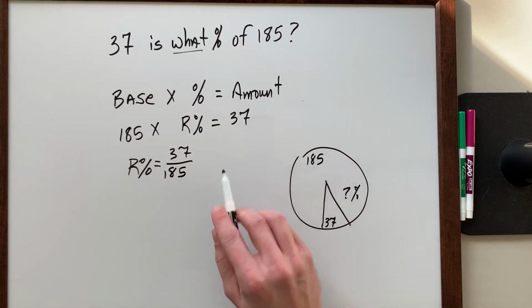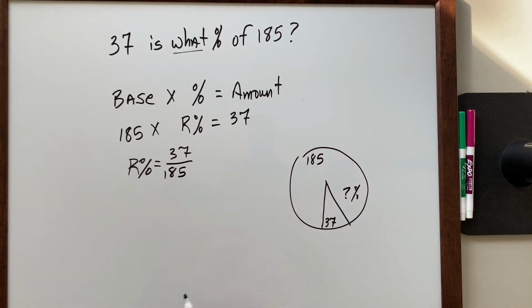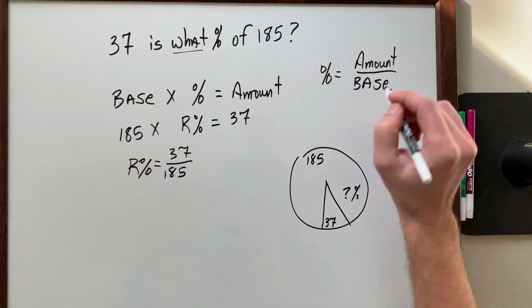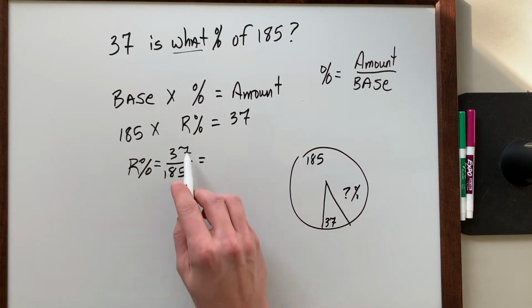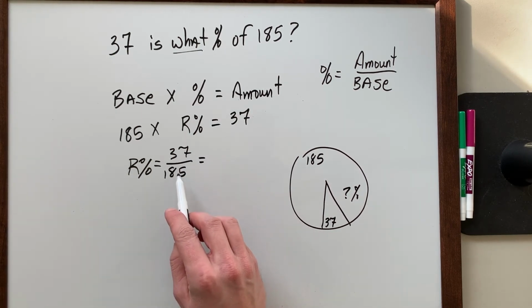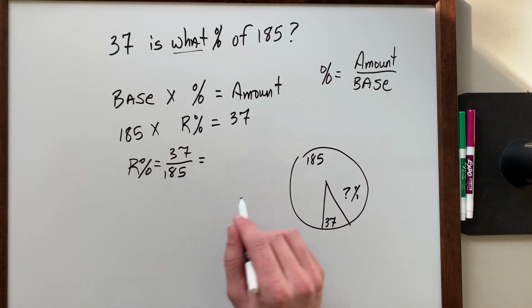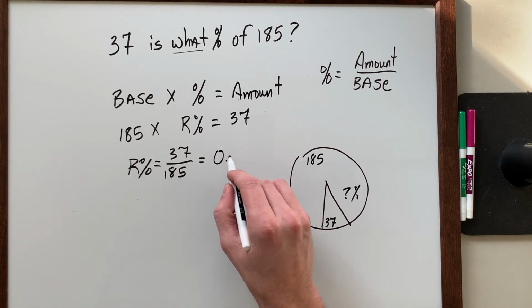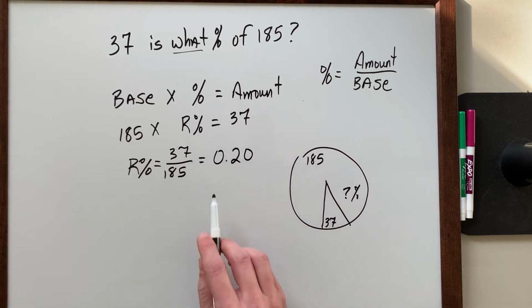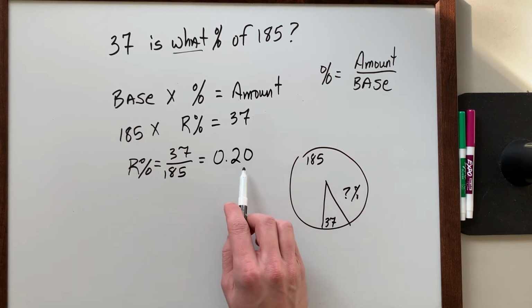Okay? What I'll do is I'm going to write that over here so you can see it with words. So now to solve, we simply do the division. 37 divided by 185. And you can do that with long division. You can put it in a calculator. But once you put that in, what you will get is a decimal, 0.2, okay?